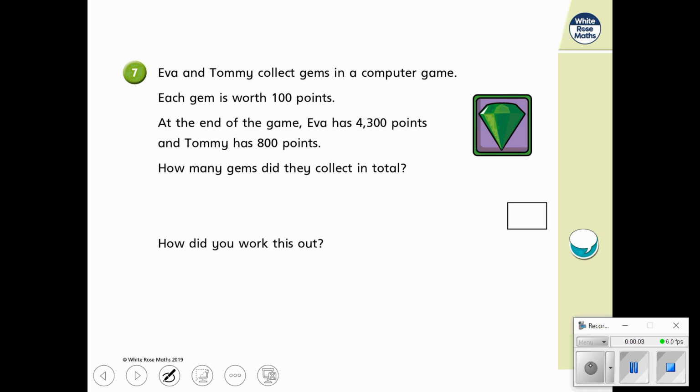Good afternoon. So we are now on to our last White Rose lesson of the week, which is called Dividing by 100. I'm going to start from question 7 today.